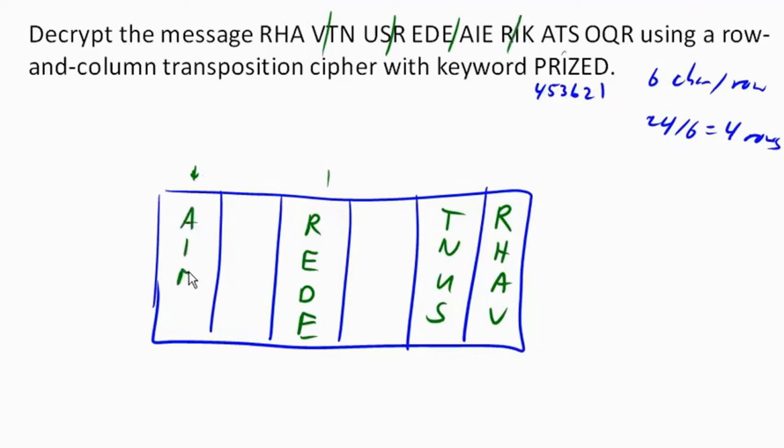Jot down the next 4 characters. The next 4 characters are going to be from the 5th column that was read, in which case it's the 2nd column of the original. So that'd be I, K, A, T. And then the last 4 characters will go in the last row. So that's S, O, Q, R.